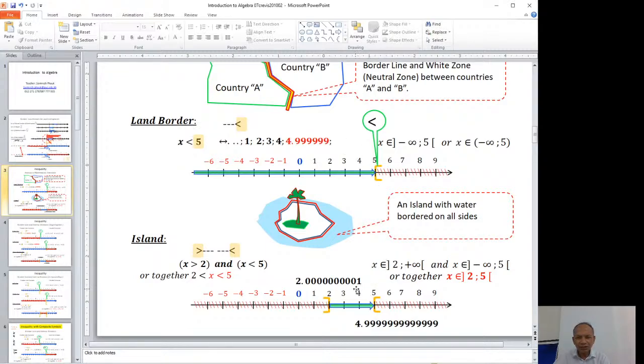Okay, here also we are between 2 and 5. It's like we are sandwiched between 2 and 5, but not including 2 and not including 5.